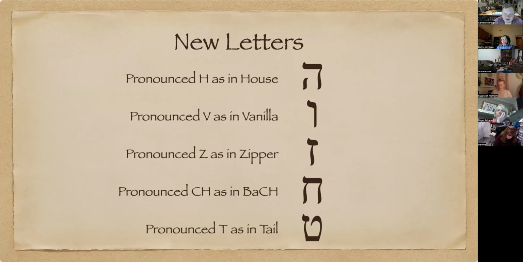Yeah, so hey is an H as in house, house. There's just a little bit of difference between hey and het, and you just have to get that guttural sound with these two. This one is pronounced just like a V that we're used to, and this one just like a Z that we're used to. And then tet is pronounced as in tail. So we've got tav and tet that both sound the same.